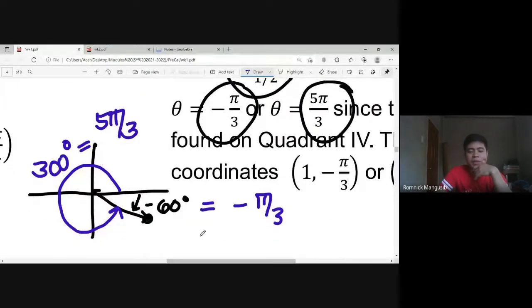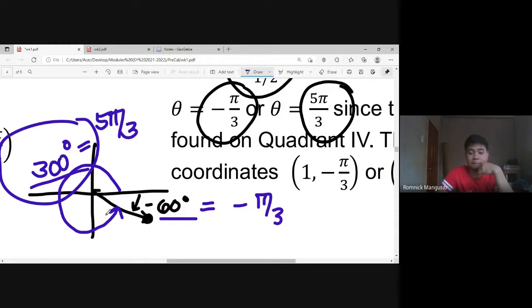Okay, I just quickly illustrated. Ito si negative 60 degrees, tapos maging negative pi over 3. Posible na may isang angle that is counterclockwise. Ano kaya yun? So, kung negative 60 degrees ito, yung negative sign lang naman ang indication ng clockwise. Tanggalin mo 60 degrees sa 360. Kaya ka nagkaroon ng 300 degrees. And that is 5 pi over 3.